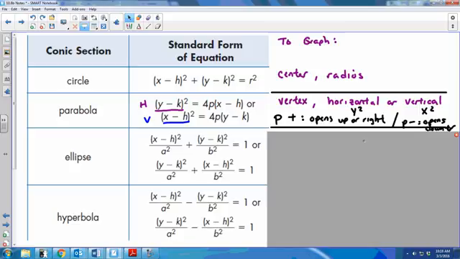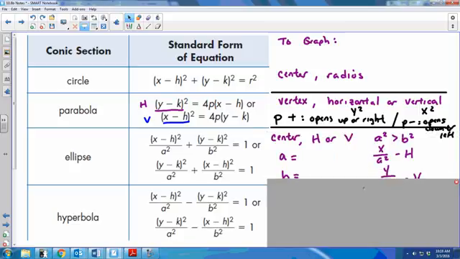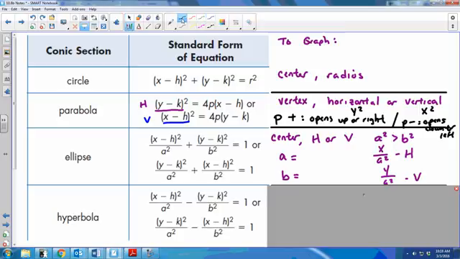So if a is bigger and it's under x, it's horizontal. If a is bigger but it's under y, that means it's vertical. So keep those things in mind. So again, you need the center, if it's horizontal or vertical, and a and b. So here's your 4 things you need. But some things to remember, a squared is always bigger than b squared. So if the a squared is under the x, it's horizontal. If it's under the y, it's vertical.